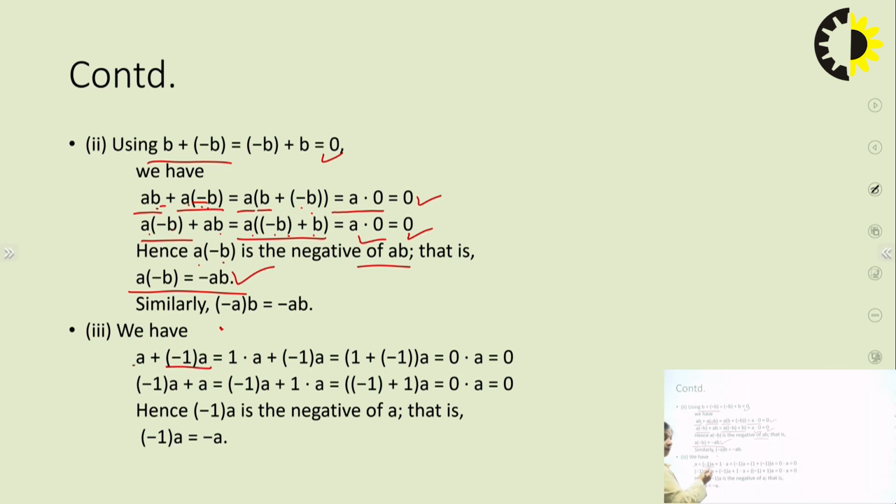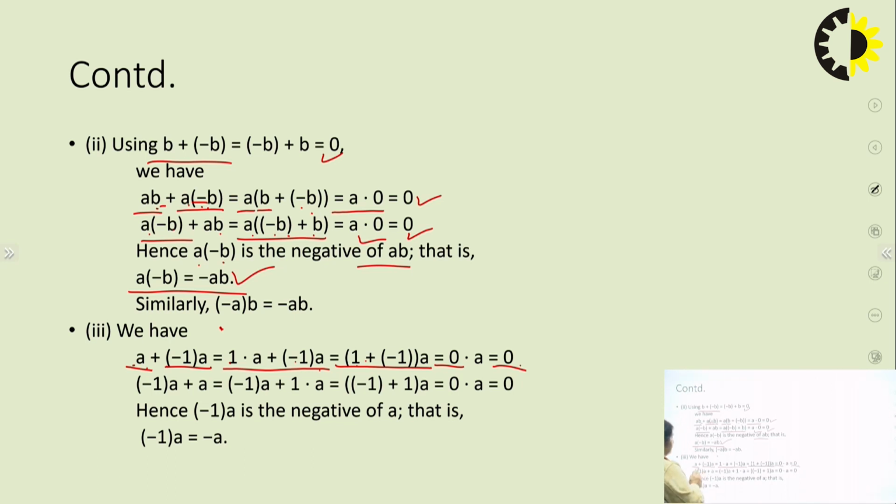If this will be negative of A, then we will add that to A and get 0 in the answer. So now let us try. A plus minus 1 into A is equal to this. What we have done here, because it has the identity element, A is equal to 1 into A. So we got 1 into A plus minus 1 into A. After applying the distributive property, we get 1 plus minus 1 into A, which is 0. And 0 into A is 0, we have just seen.